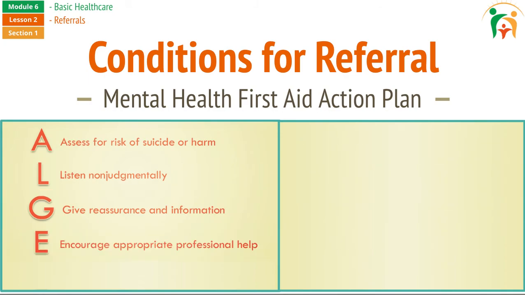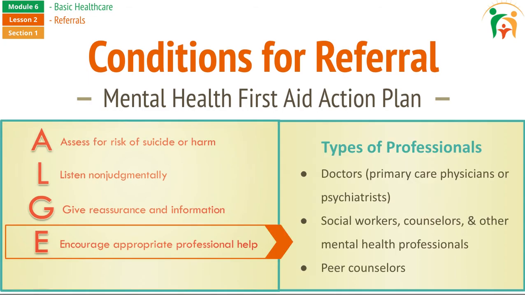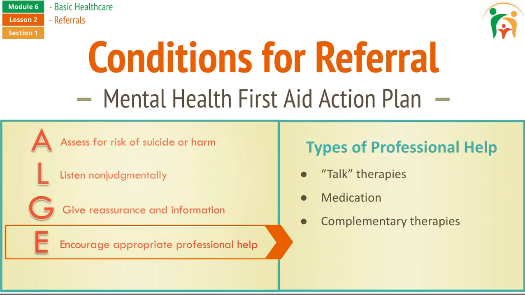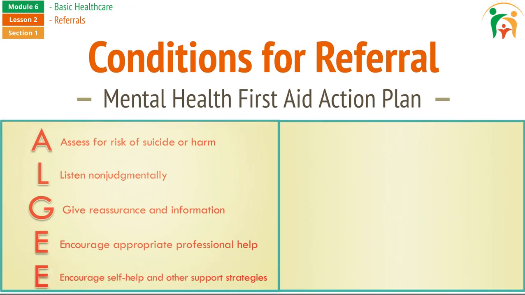Encourage appropriate professional help. There are many professionals who can offer help when people are in crisis or may be experiencing the signs and symptoms of mental illness or addiction. Types of professionals are doctors. These are the primary care physicians or psychiatrists. Individuals with mental illness can contribute to their own recovery and well-being through exercise, relaxation, and meditation, and participating in peer support groups.